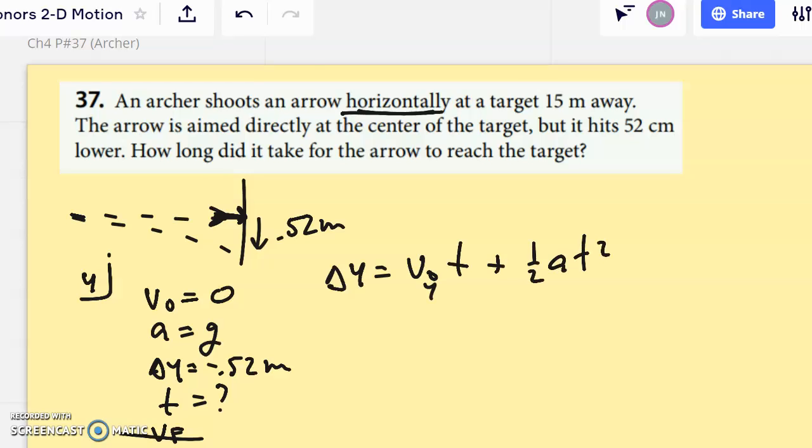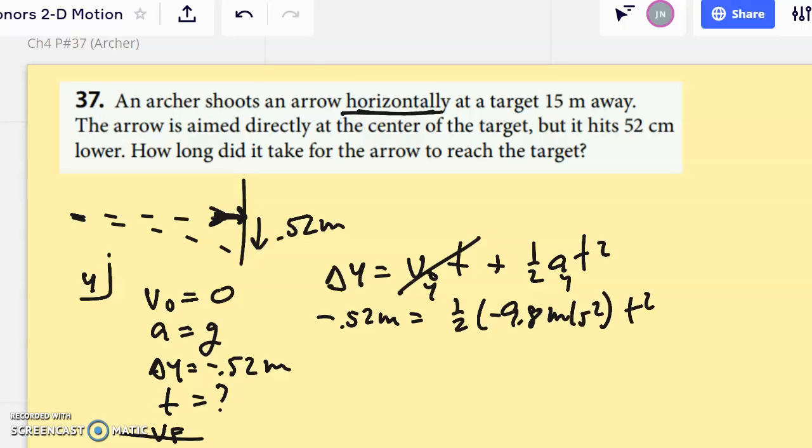As I mentioned before, some people like to put a little y down there to remind them that this is not about the x direction at all. So the y velocity is going to be 0. Initial y velocity is going to be 0 because it was shot perfectly horizontally. And so the y displacement is going to be negative 0.52, not 15. They put that there to try to trick you. We're not going to be tricked. Half of negative 9.8 meters a second squared, and the time squared.